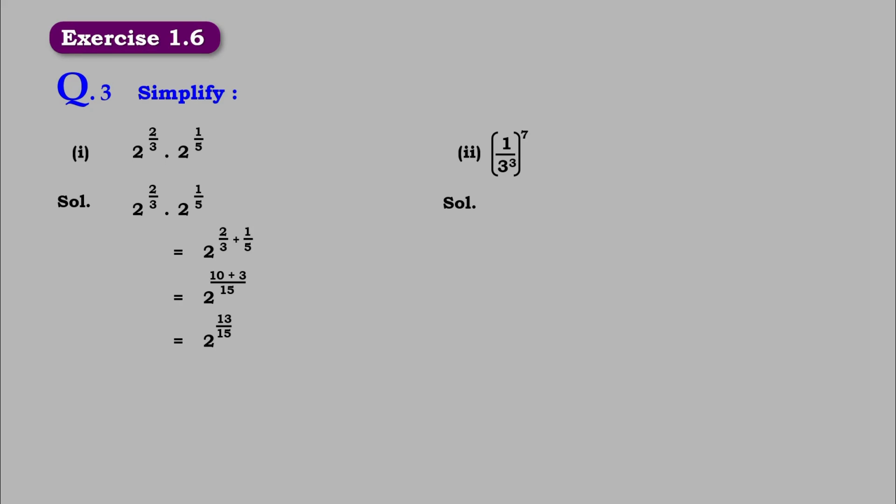1 by 3 to the power 3, to the power 7. So 1 by 3 to the power 3 is 3 to the power minus 3. Now that is 3 to the power minus 21.